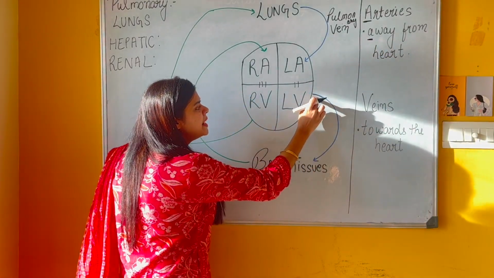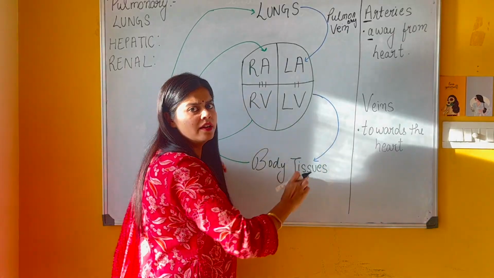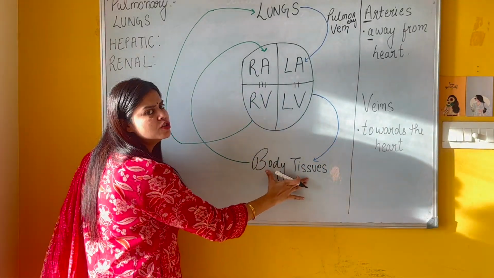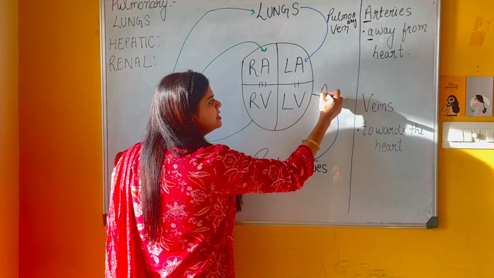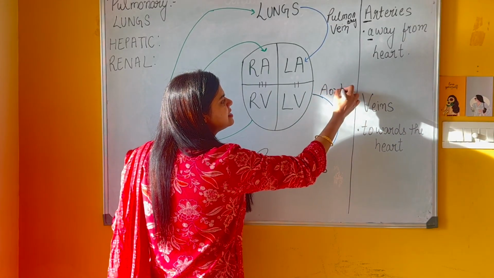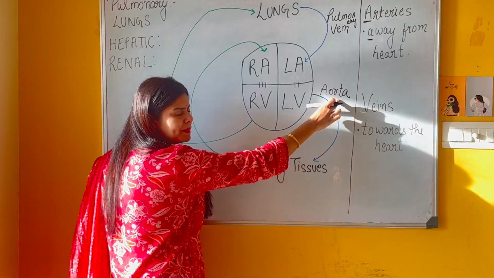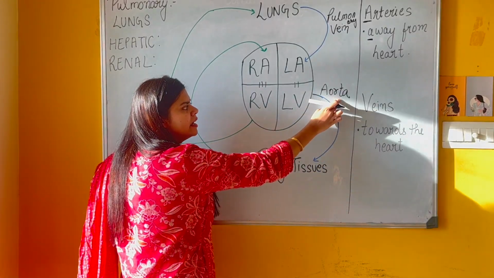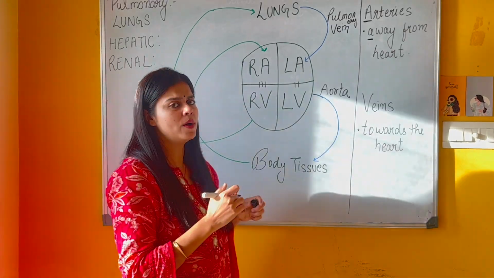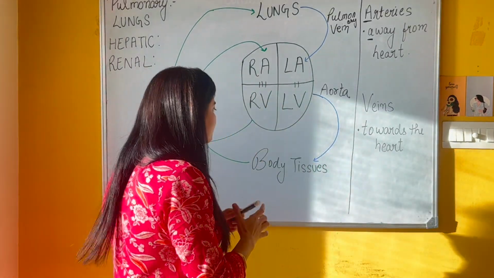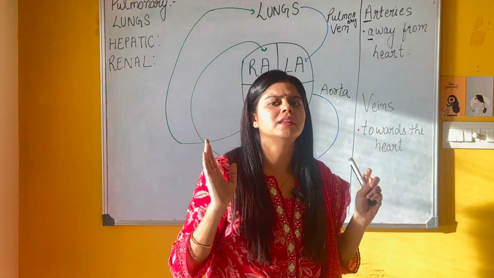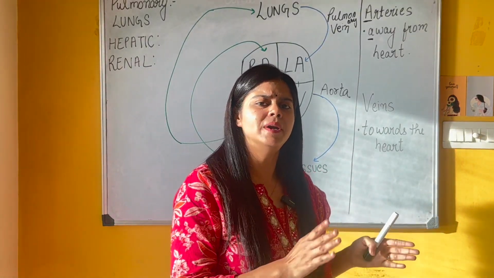Can you name the biggest artery of your body which gives oxygenated blood to all your body tissues? It is aorta. The biggest artery of the human body which supplies oxygenated blood to all the body tissues is aorta. Now what will happen? Deoxygenated blood. What is deoxygenated blood? The blood which is rich in carbon dioxide.